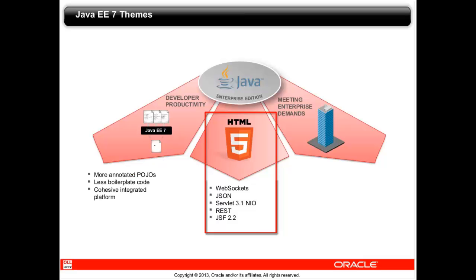Java EE 7 is built thinking in three main themes. One, developer productivity, to enable developers to write applications faster with easier configuration using annotated objects. It reduces the boilerplate code required for common tasks, and provides a cohesive, integrated platform to develop applications. Two, meeting the enterprise demands with APIs for batch jobs, concurrency, as well as simplifying existing APIs like JMS. And finally, HTML5 support with inclusion of WebSockets, JSON, and improvements in the Servlet API, more REST web service support, and many improvements in JSF.